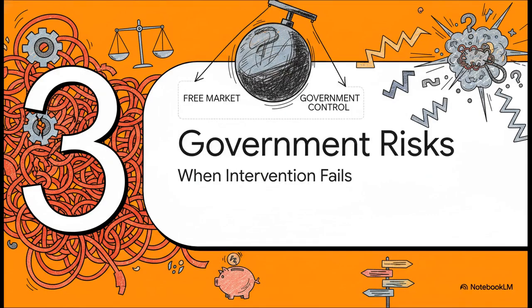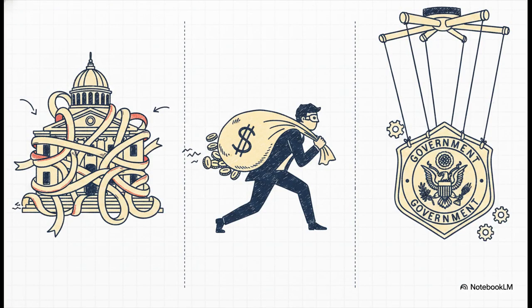Section 3. Risks of government intervention. Let's see what happens when the pendulum swings toward state control. Okay, so the market clearly fails. But bringing in heavy government control introduces an entirely new set of headaches. Because let's be real, governments fail too. Politicians and bureaucrats aren't omniscient.